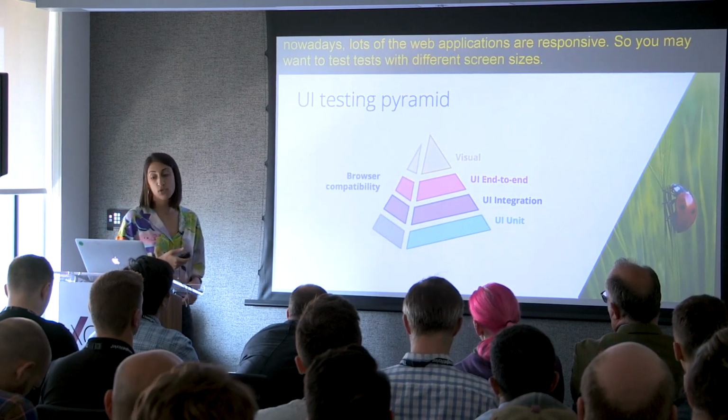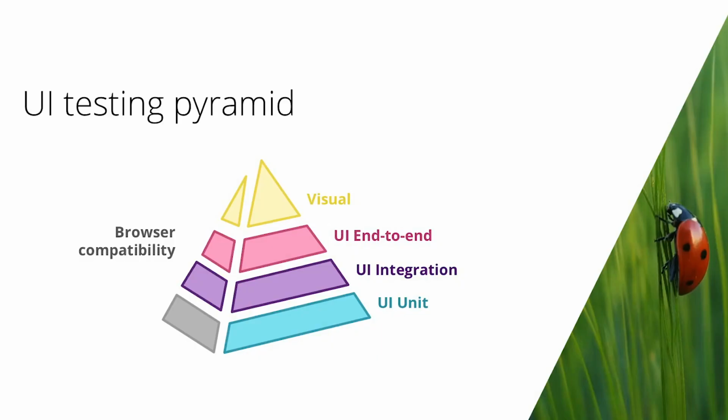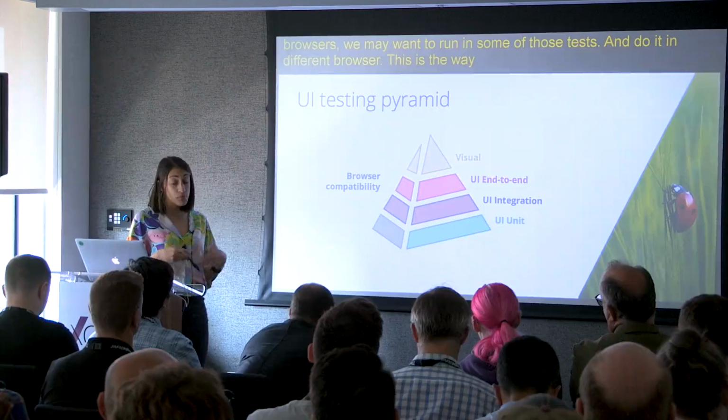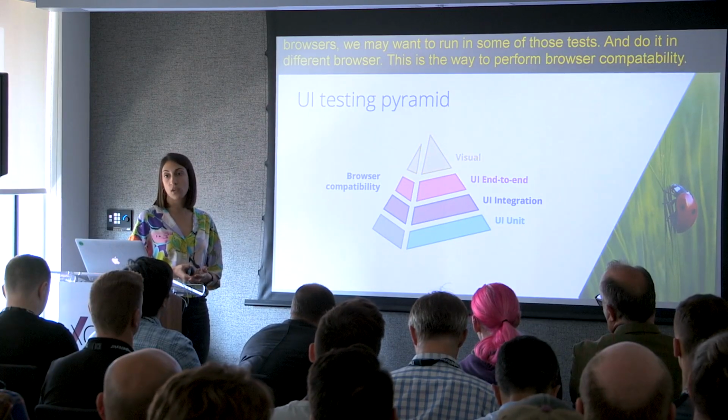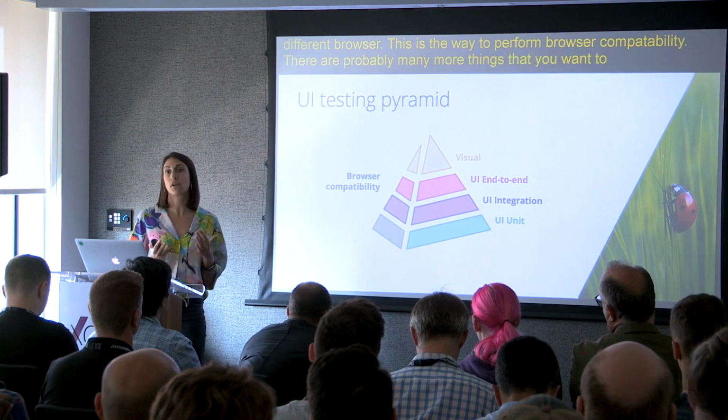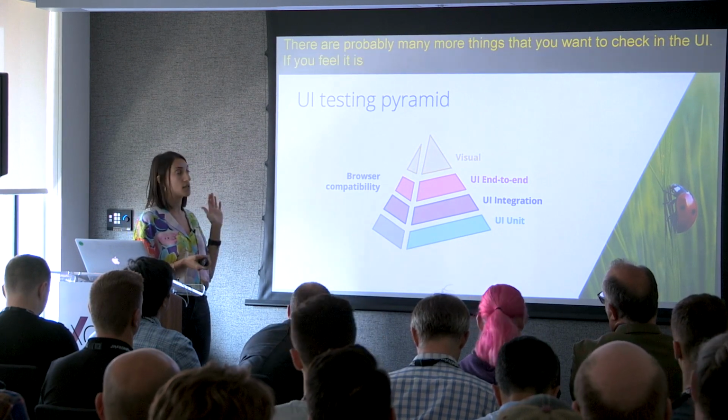And finally, we have browser compatibility. This is about making sure that our application behaves correctly in different browsers. And I didn't put this as another layer, I put it in another dimension. And this is because in order to check the compatibility with browsers, we may want to run some of those tests, a subset of them, or if they're super quick, all of them, in different browsers. And this is the way in which you can perform browser compatibility. There are probably many more things that we want to check in the UI, so if you feel that this is important for your application, go ahead and include them in your pyramid.